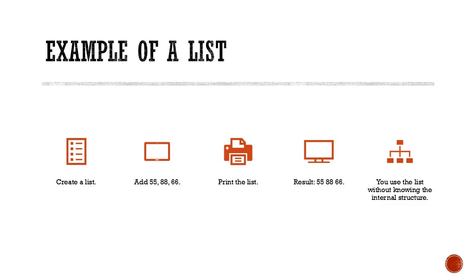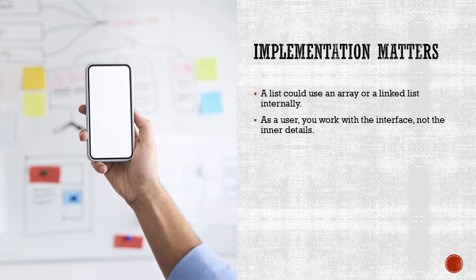Now, behind the scenes, the list could be an array where items are stored at numbered positions, or it could be a linked list where each item points to the next one. Both work, both are valid, but the programmer using the list does not need to care which one is used.